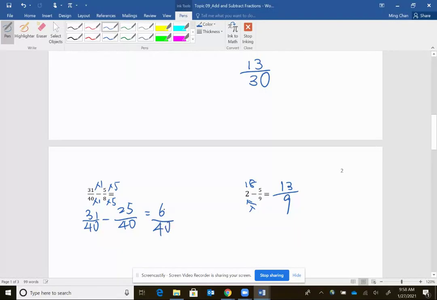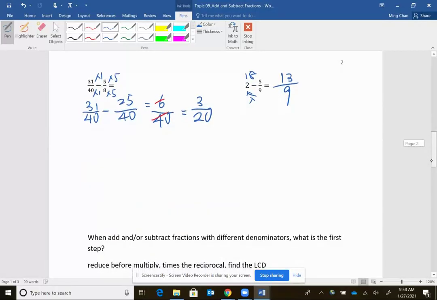But 6 over 40 can be reduced. Okay, you always have to try to reduce. Earlier, the 13 over 30: 13 is a prime number, so you have to try 13 going into 13, but 13 cannot go into 30, so we stop. But 6 over 40, 6 and 40 can be reduced by 2. So my answer, 3 over 20.